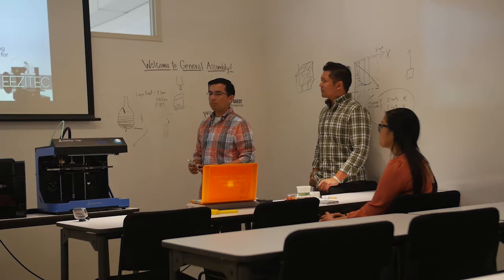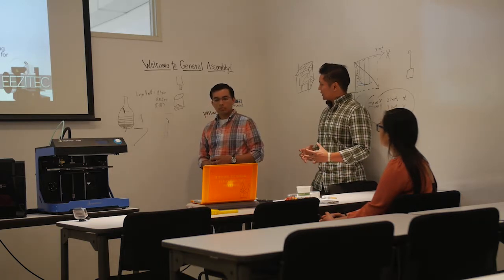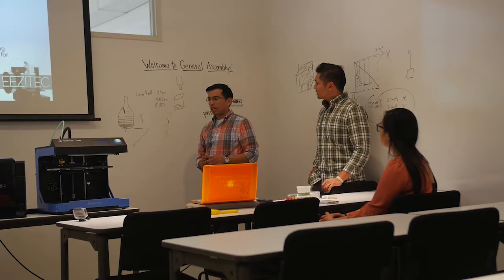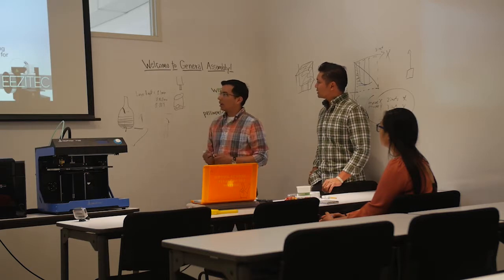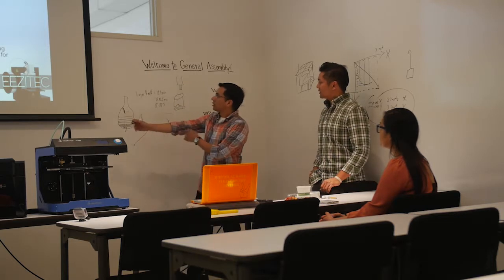Right. So Joe, can you explain to us what the correlation is between the slicer and the G-code, and how the interaction between the two software happens? Does it just get converted automatically into G-code? How does that process happen?